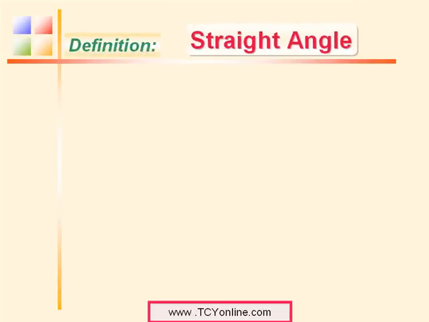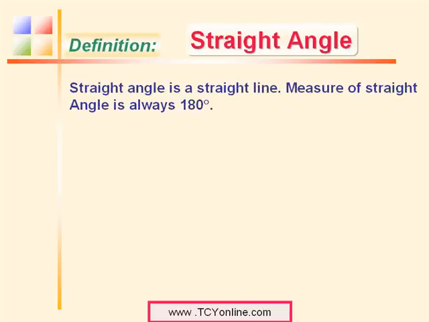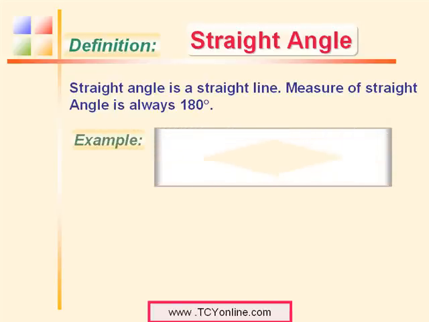Now after this, let's combine two right angle triangles and then study about straight angles. So straight angle is simply a straight line, and it always has a measure equal to 180 degrees. Let's see an example for this. This is a straight line and it makes an angle of 180 degrees. So we can say that it is a straight angle.